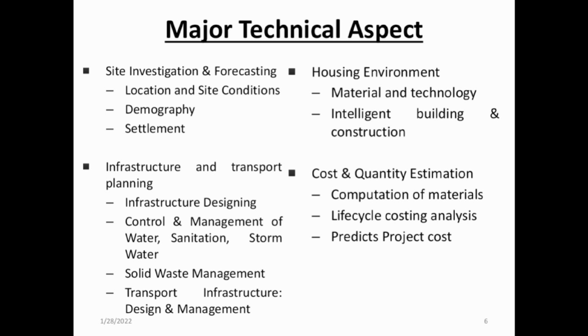For housing, material and technology are selected in such a way that it is cost effective, eco-friendly and has a component of natural hygiene, which will contribute to intelligent building and construction. In the cost and quantity estimation, computations of materials are done. The life cycle costing analysis is conducted and the project cost is predicted.